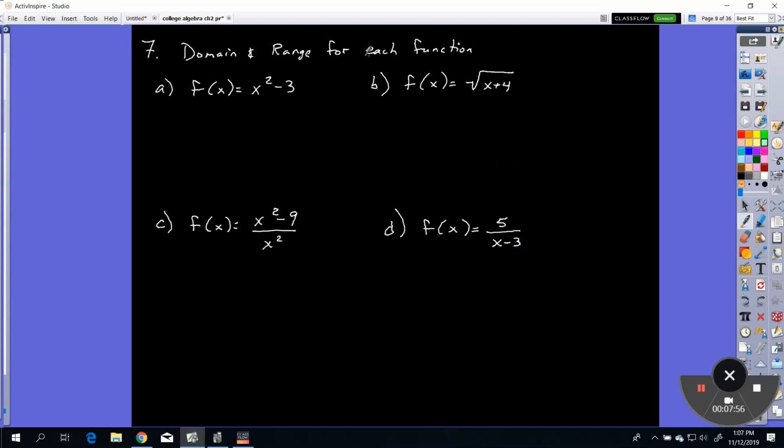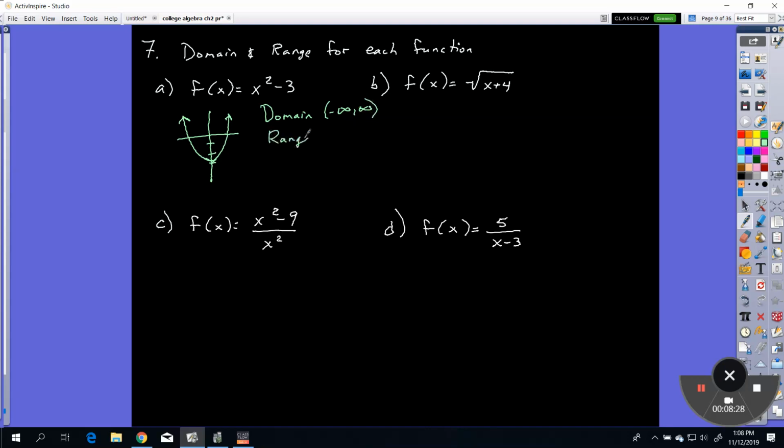All right, number 7, domain and range for each function. So on this one, if I were to graph this, pull out your calculator and graph it, it would be a parabola that has been moved down 3. So the domain on this thing is going to keep going to the left forever and to the right forever. The other way to look at it is there are no fractions, no square roots, no fourth roots, so there are no problems. I can use all x values. So the fancy way to write that is from -infinity to infinity.